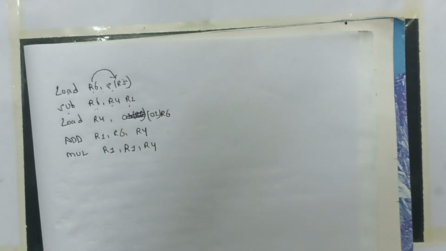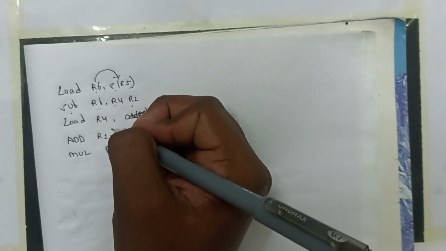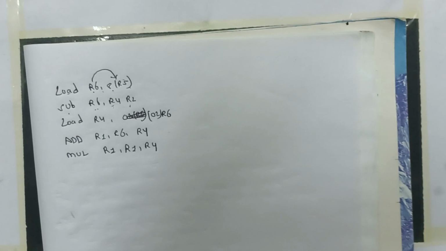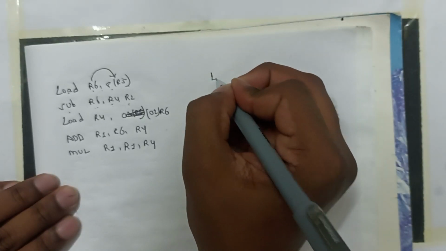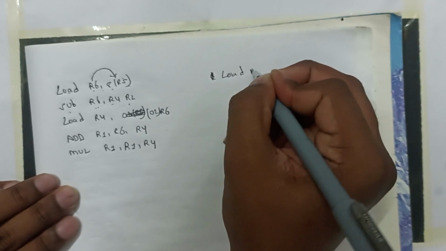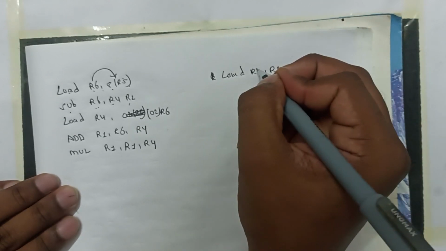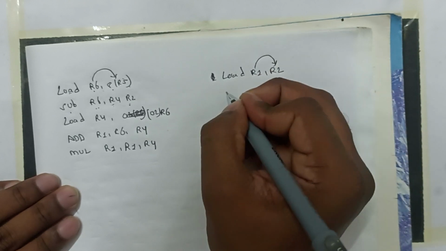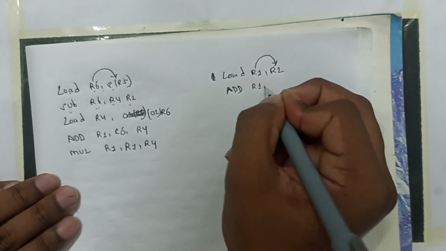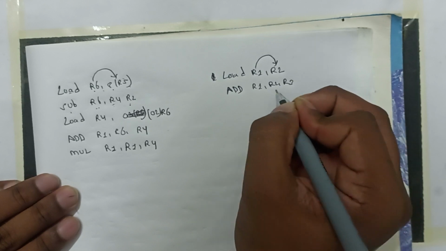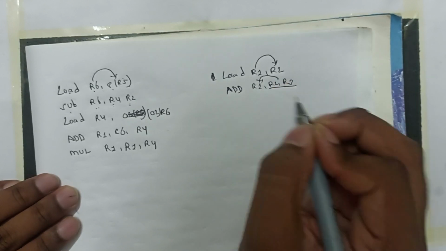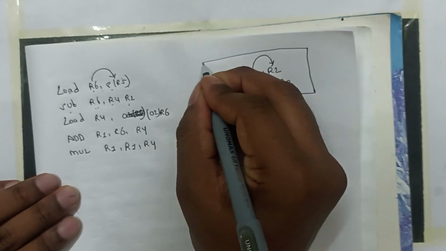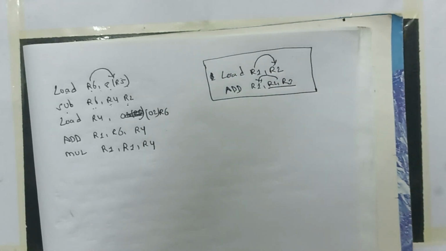In the arithmetic operations, the value is stored in the left side, but in the load and store, the value is stored in the right side. Simply, if there is load R1, R2, the value of R1 is stored in R2. But if there is add R1, R2, R3, then the value of R2 plus R3 is stored in R1. It is the only difference you have to know between load and store and the arithmetic operation.